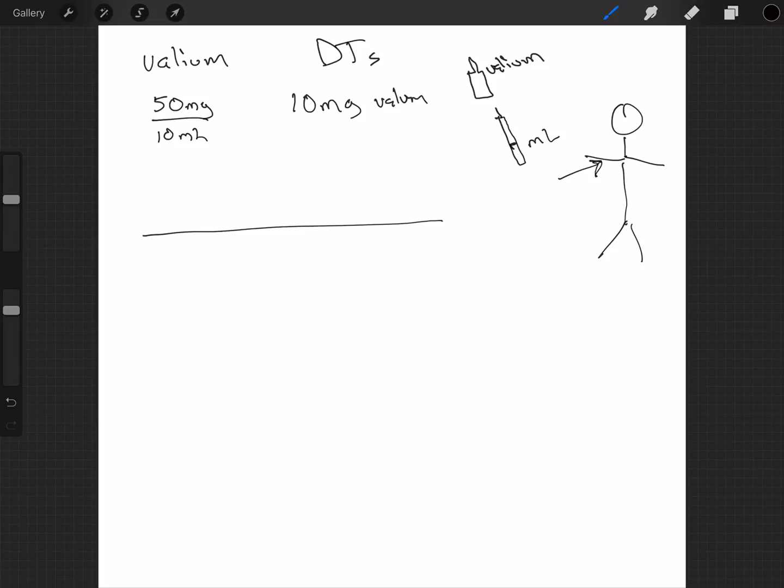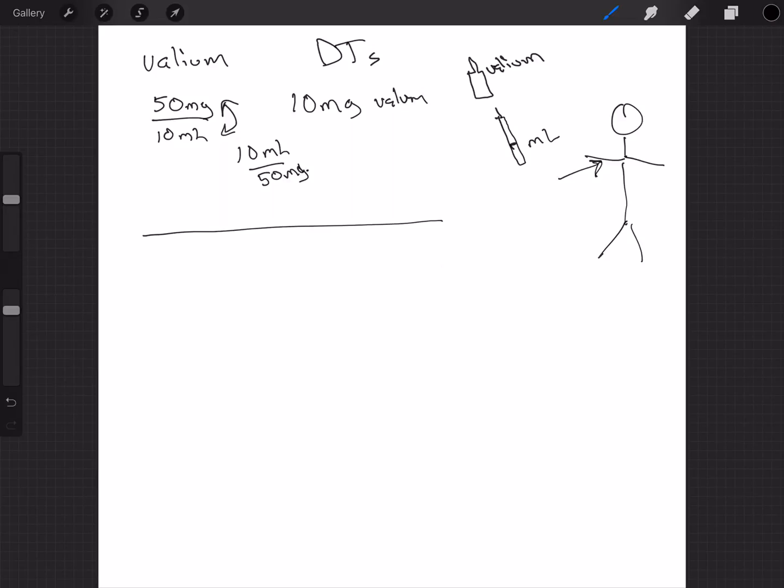So we're solving for mLs, and when we're doing this big line method, anything that you've got milligrams over milliliters, you could always flip these upside down. So it's 50 milligrams per 10 mLs, or it's 10 mLs per 50 milligrams. Either way is exactly the same. So what we're going to do is we're solving for mLs, remember?